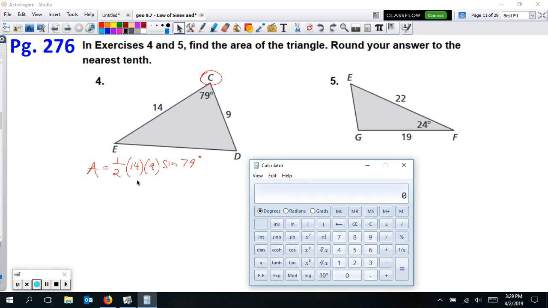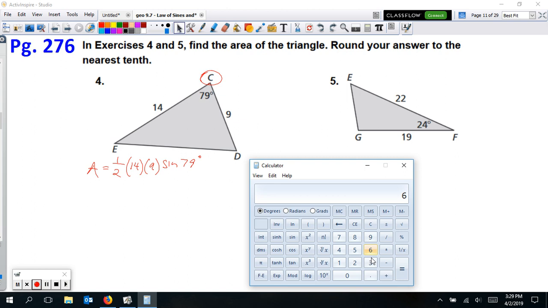work this out. We could start with the sine of 79. We might want to start there and then multiply all the rest here. That's fine. We can also see 1/2 of 14 would be 7. So we know that this is going to end up being 7. 7 times 9 is 63. So we know this is going to be 63 times the sine of 79. We can just do that.